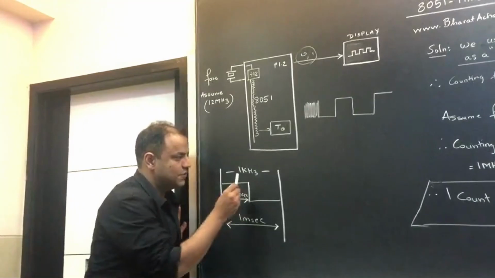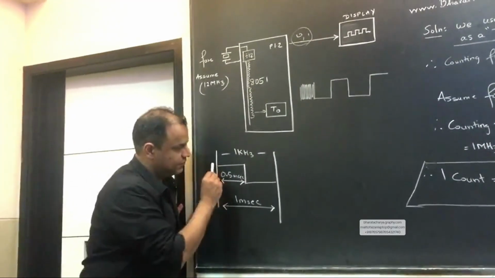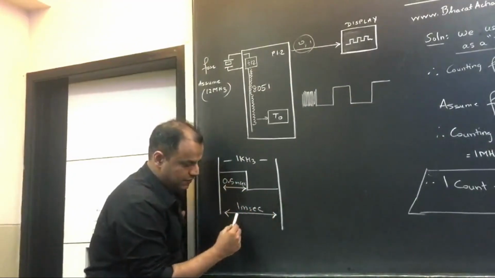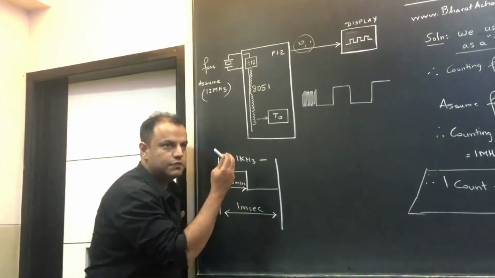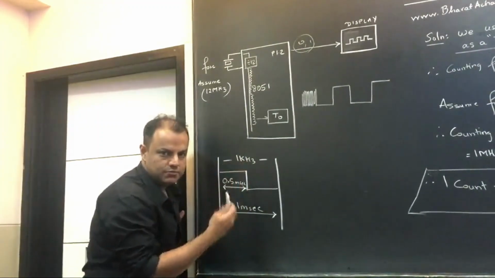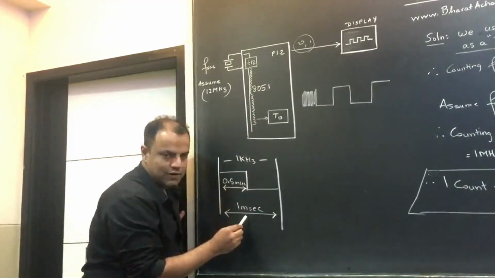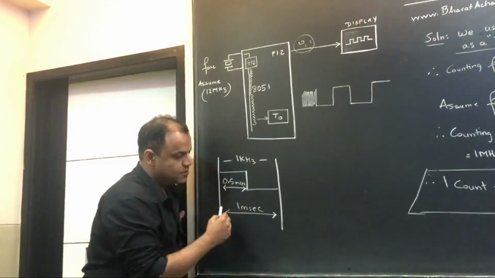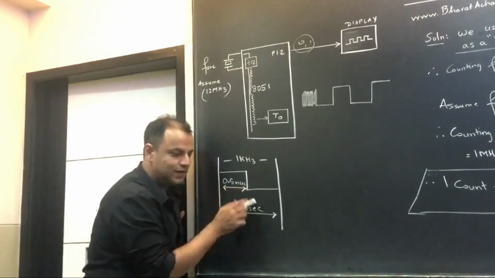The question says produce a square wave of 1 kilohertz. Now 1 kilohertz square wave means the time period of the wave will be 1 millisecond. Everybody understands. The inverse of a kilo is a milli. The inverse of a mega is a micro. Giga becomes nano. Tera becomes pico. I'm sure you know that. So 1 kilohertz means 1 millisecond is the whole time period. So if the time period is 1 millisecond, your delay is 0.5 millisecond.